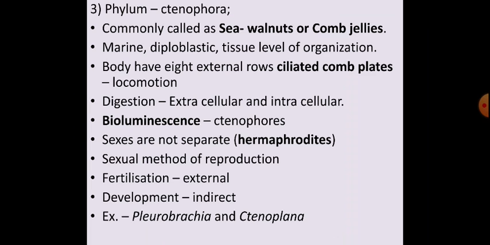That property is called bioluminescence. Ctenophores also have the property of exhibiting bioluminescence light. Sexes are not separate. That means both the sexes are present on the same body. They are called hermaphrodites. Then they exhibit sexual method of reproduction, that is by the formation of gametes.